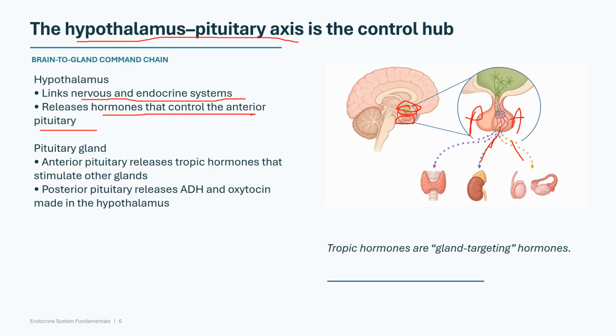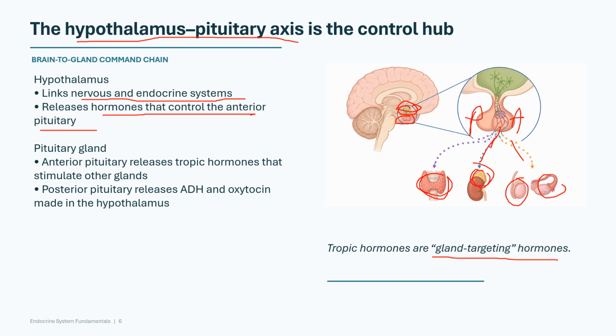Tropic hormones are gland-targeting hormones that will stimulate and activate these various glands throughout the body, for example, the thyroid, the adrenal glands, or the testes or the ovaries, and cause them to release compounds into the body to cause the effect.